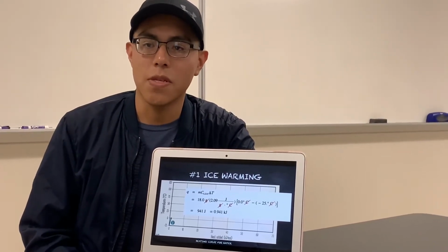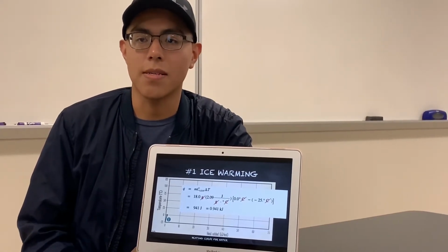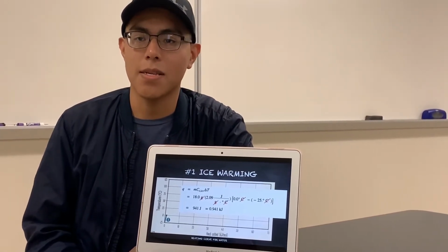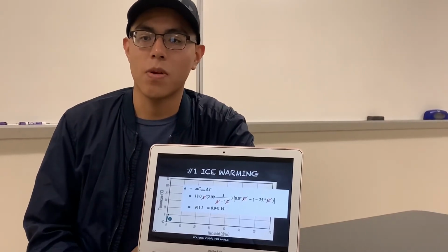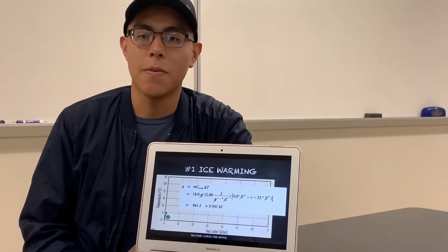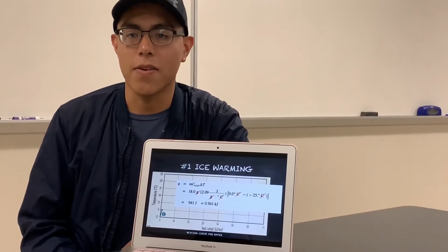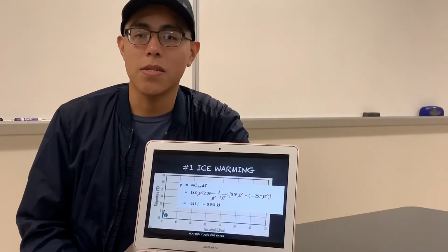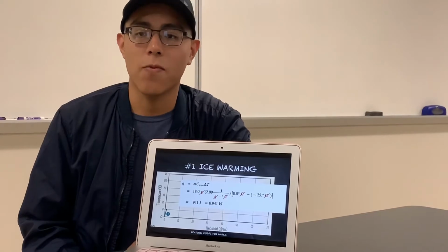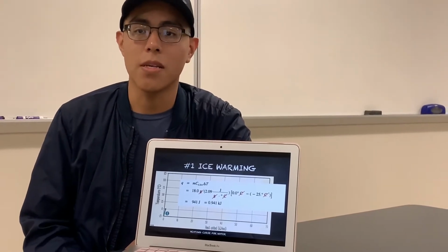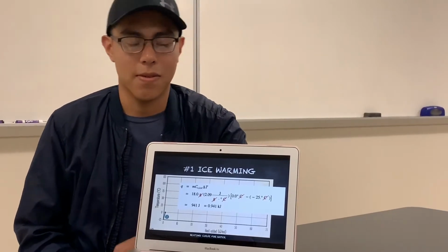Since no transition between states occurs here, the amount of heat required to heat the solid ice is given by mass times heat capacity times the change in temperature. The heat capacity of ice is 2.09 joules per gram degree Celsius. The mass is equal to 18 grams and the change in temperature is negative 25 degrees. Our calculations show us that we need 941 joules or 0.941 kilojoules of heat to warm ice from negative 25 degrees Celsius to 0 degrees Celsius.